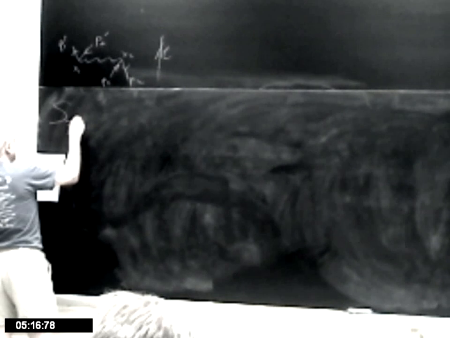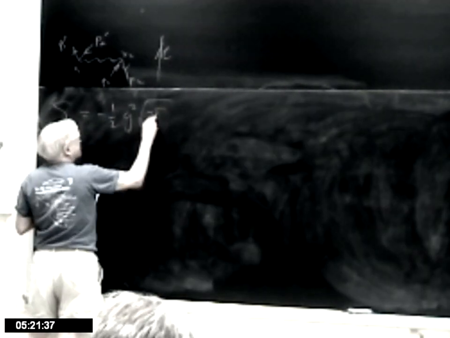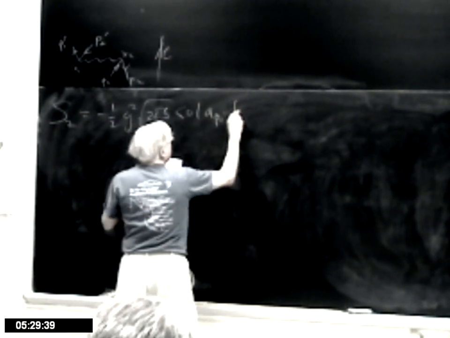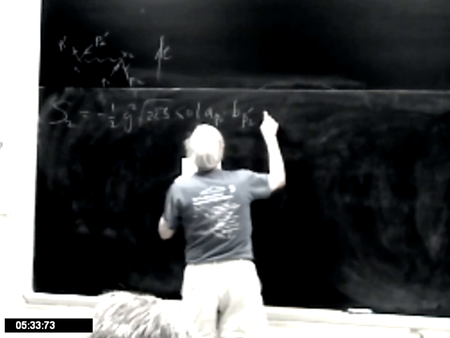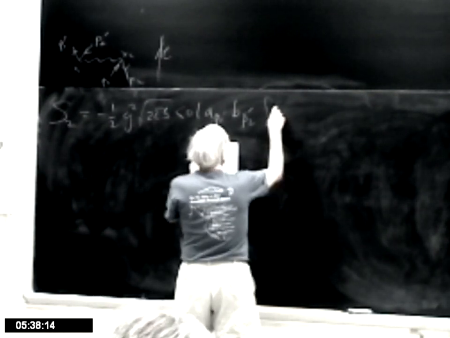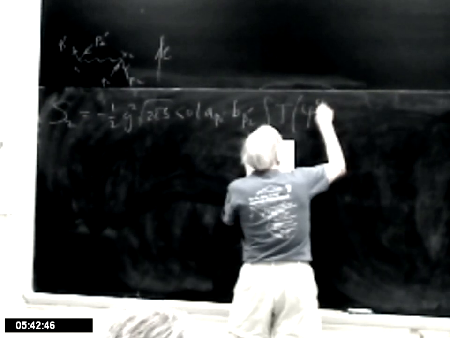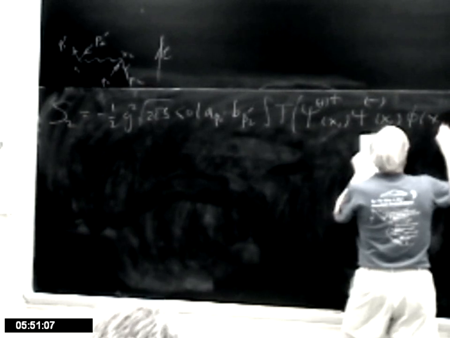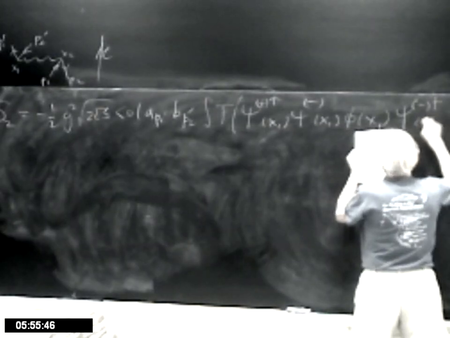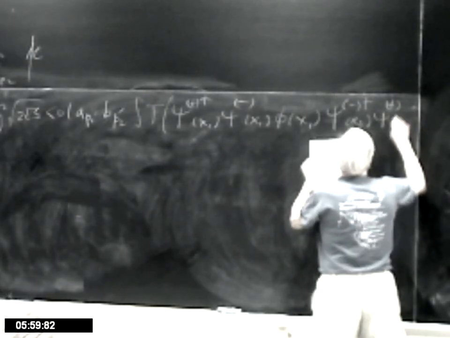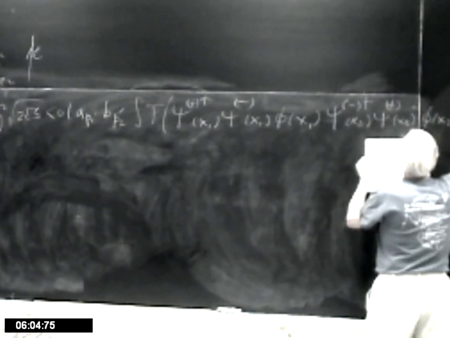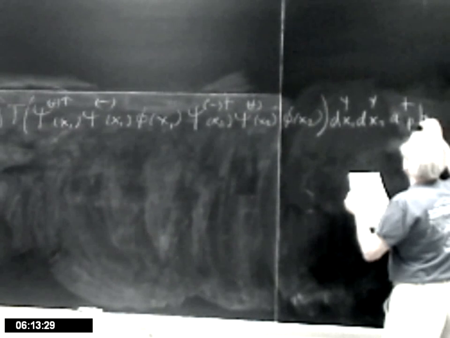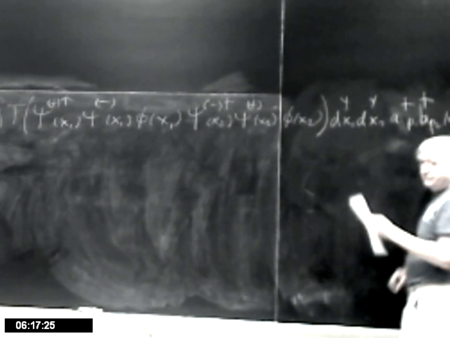Okay, so S2 is minus a half g squared, square root of twice the energies, vacuum A P1 prime B P2 prime, and now we have an integral of a time ordered product of psi plus dagger of x1 psi minus of x1 phi of x1 psi minus dagger of x2 psi plus of x2 phi of x2, d4 x1 d4 x2, A dagger p1 B dagger p2 vacuum. Okay?